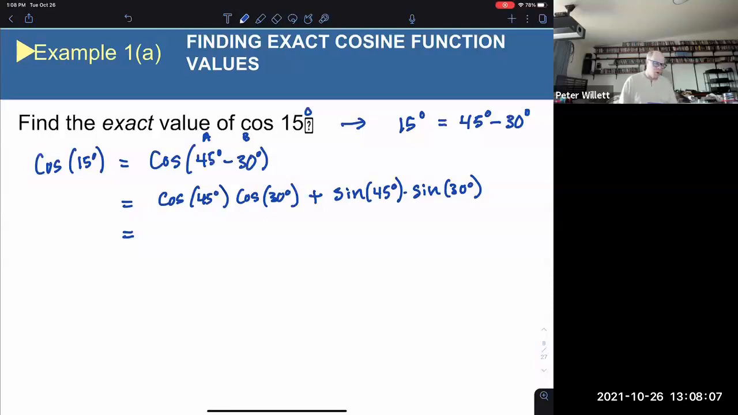Okay, so cosine of 45 degrees is square root of 2 over 2. So is the sine, so I'll just put that over there while I'm thinking about it. And then cosine of 30 degrees, as we looked at a minute ago, was square root of 3 over 2. And sine of 30 degrees is 1/2.